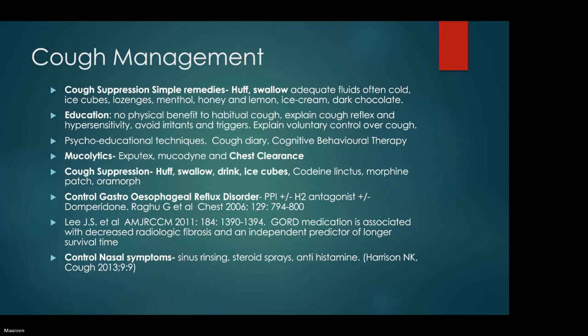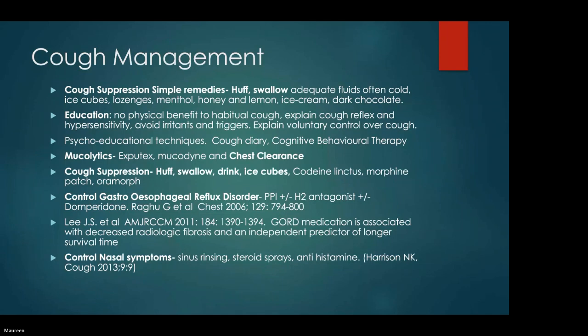You've got to make sure that you've addressed other comorbidities that can contribute to cough. So that might be gastroesophageal reflux disorder. So that could be prescribing someone either a proton pump inhibitor or an H2 antagonist, or even domperidone, which is a medication that speeds up gastric motility, so your tummy empties quicker. So that is important. And incidentally, the gastroesophageal reflux medication has been shown to decrease radiologic fibrosis and is an independent predictor of longer survival time, and the reference is there for that article.